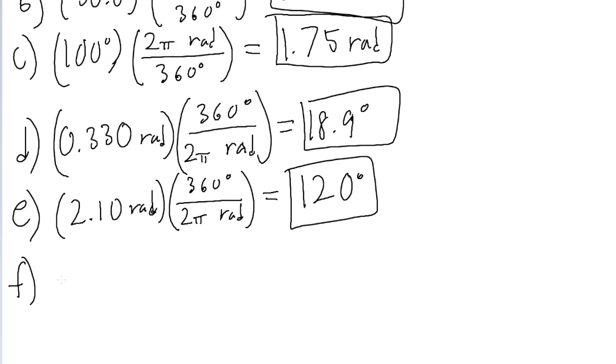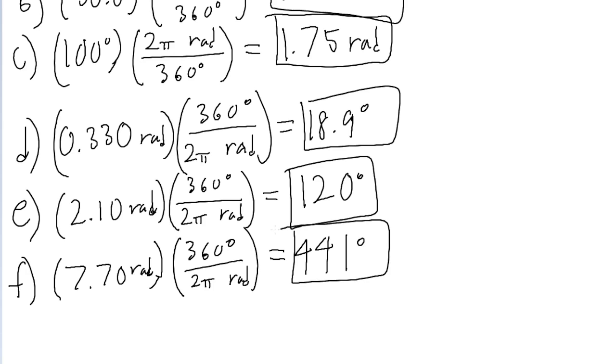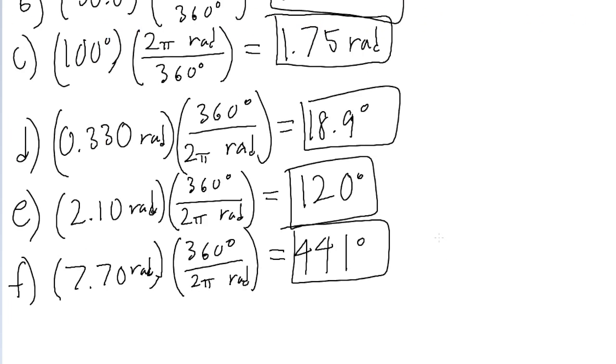Finally, for part F, we're given an angle of 7.7 radians. We multiply this by 360 degrees divided by 2 pi radians. Put this into a calculator, and we find an angle of 441 degrees. And that is our answer for each part of this problem. And that is it for the whole problem.